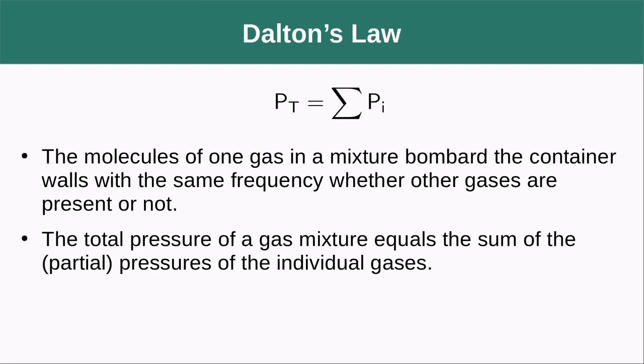And Dalton's law. The molecules of one gas in a mixture bombard the container walls with the same frequency whether other gases are present or not. And we know this to be true because we set up in KMT that they don't interact with each other, right? So if the gases don't interact with each other, they don't really care whether those other gases are the same as them or not, right? They're just going to continue to do what they would have done regardless of if there are any other gases present.